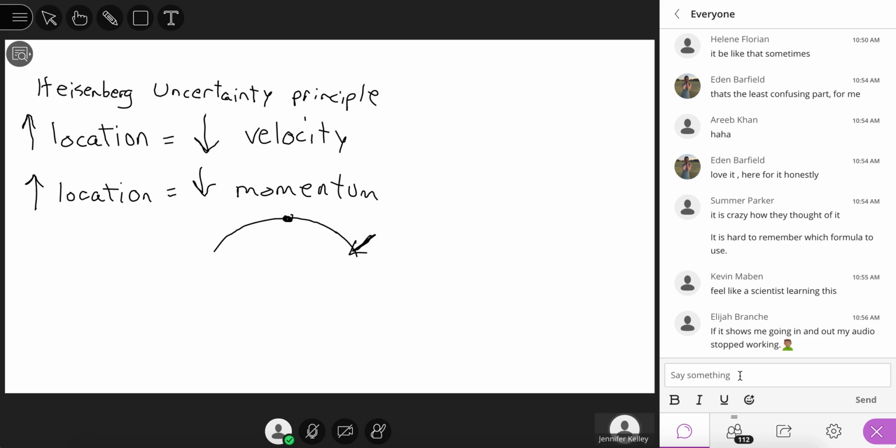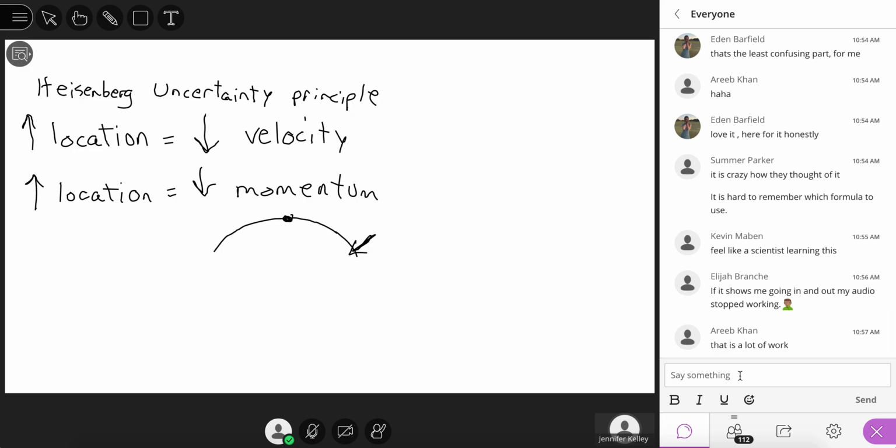So they have this formula for the Heisenberg uncertainty principle. They have delta x times m delta u. This is the uncertainty in the position.